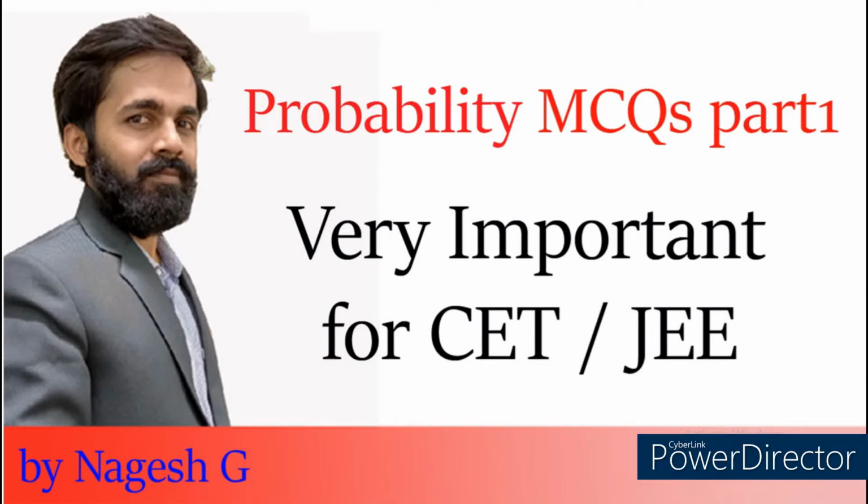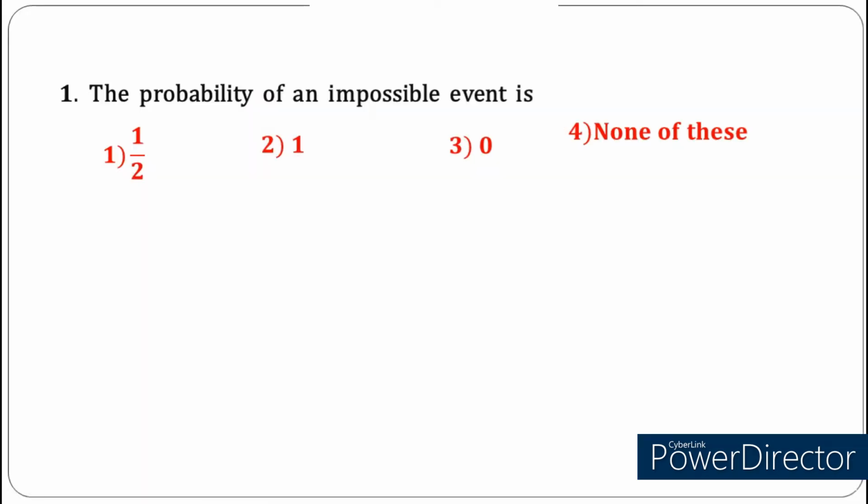In this session, we will see a few MCQs based on the chapter probability. Right, now let's see the first question. The probability of an impossible event is.